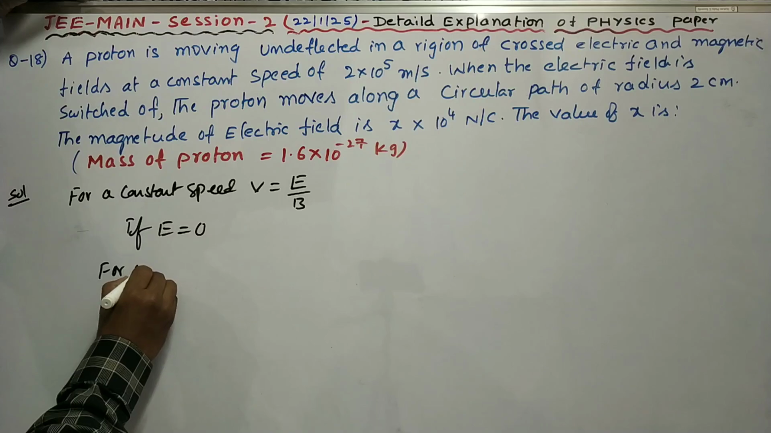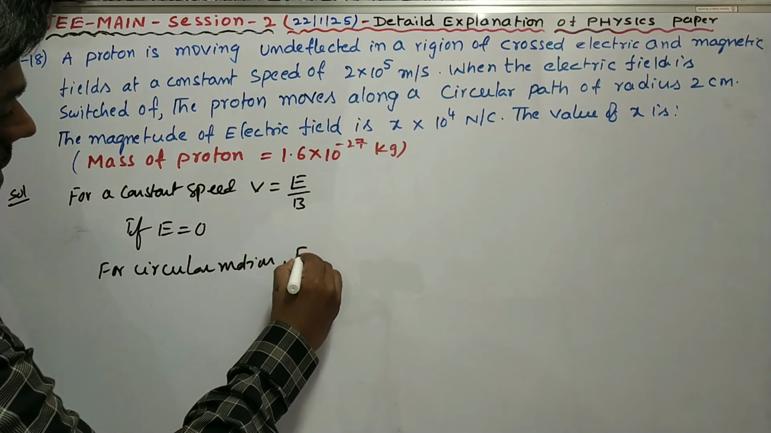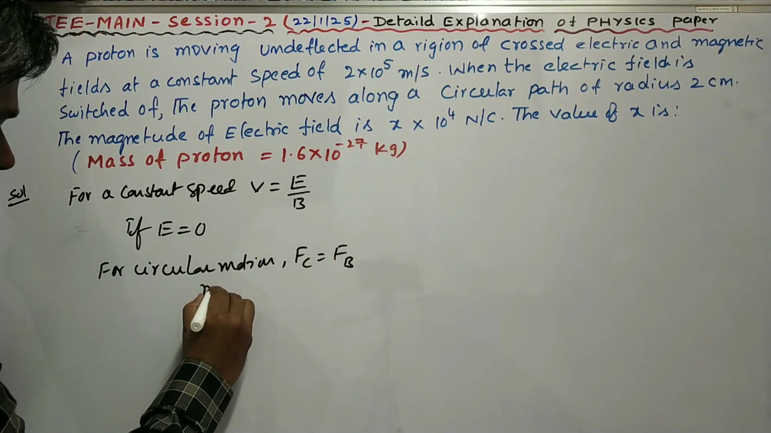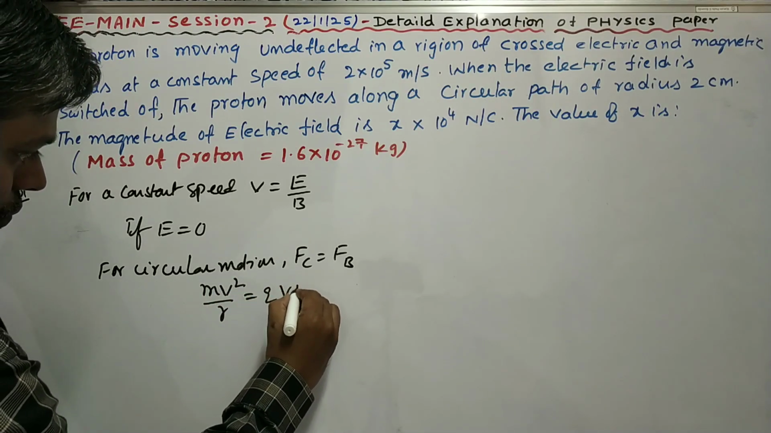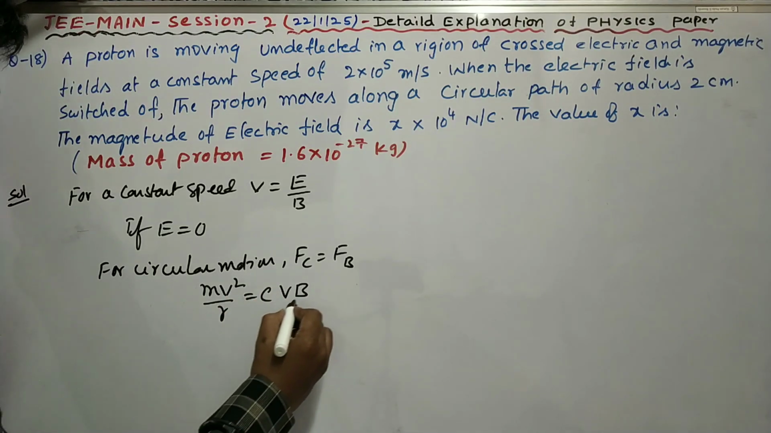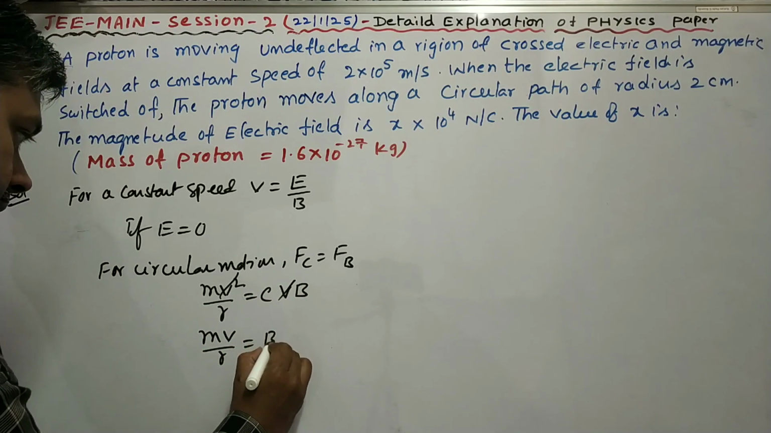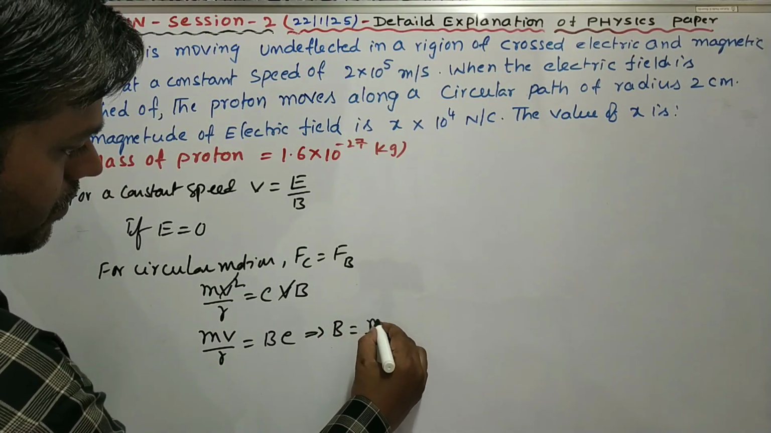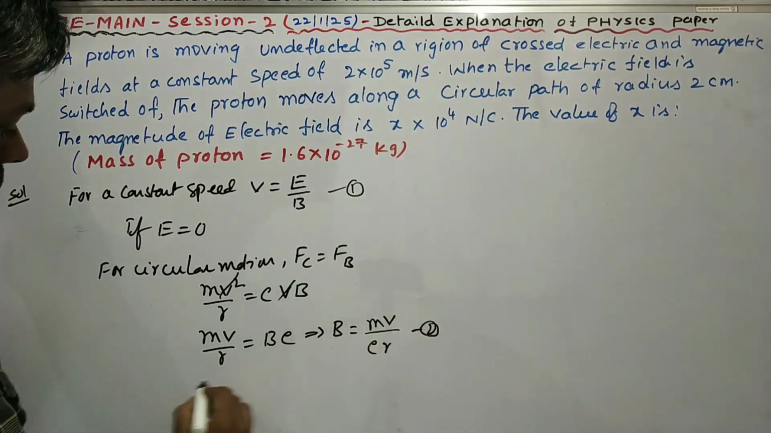So for circular motion, the necessary centripetal force is provided by the magnetic force. Centripetal force mv squared by r is equal to the magnetic force q v B. Here q is the charge of the proton, that means e. So from this, one v is cancelled. Therefore, mv by r is equal to B into e. That implies B is equal to mv by e into r. This is equation 2.